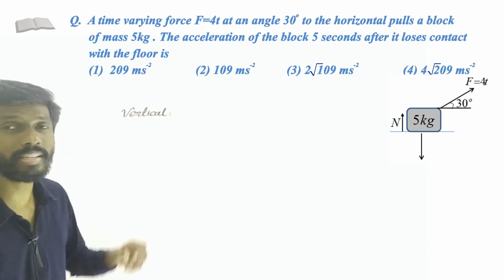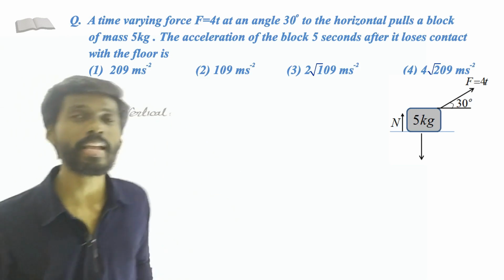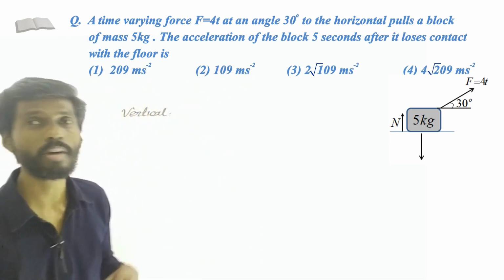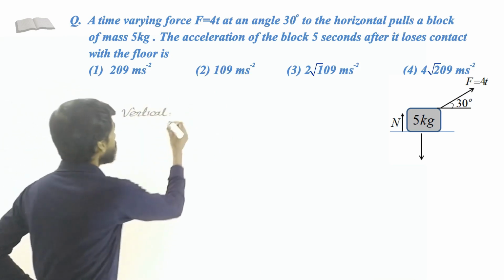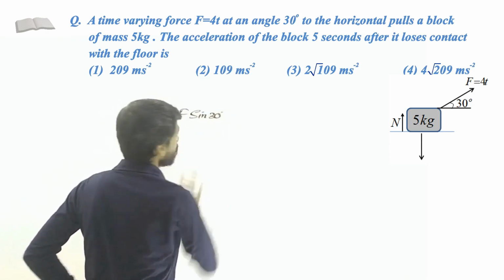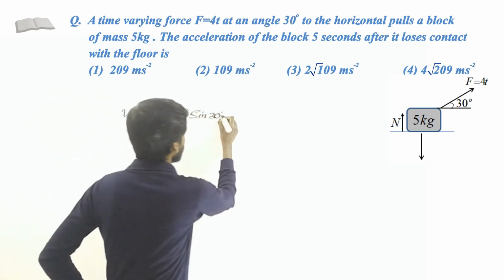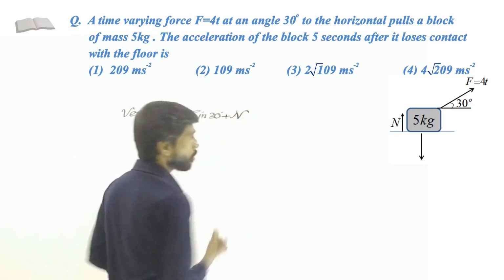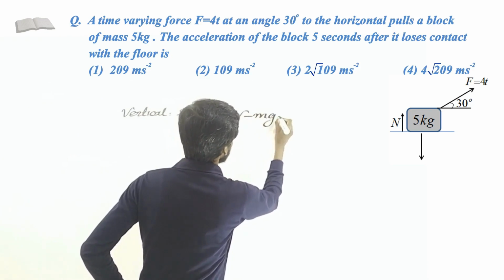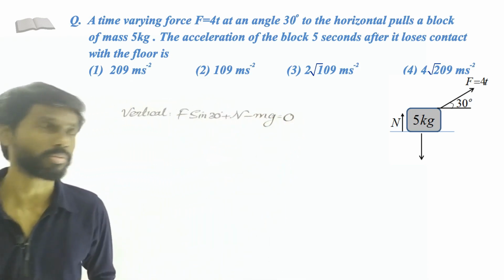In the upward direction, the component of the force in the vertical direction: F with the horizontal, the angle is 30 degrees. That means F sine 30, or F cos 60. So that is the vertical component of the force. And also there is a normal reaction in the vertically upward direction, so plus N, and also the gravitational force in the vertically downward direction, so minus mg. So that must be equal to 0. This is the total force, so that is equal to 0.